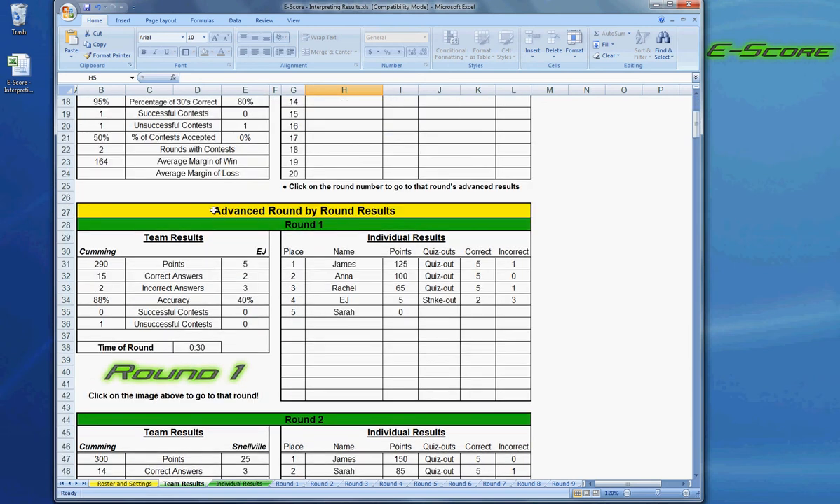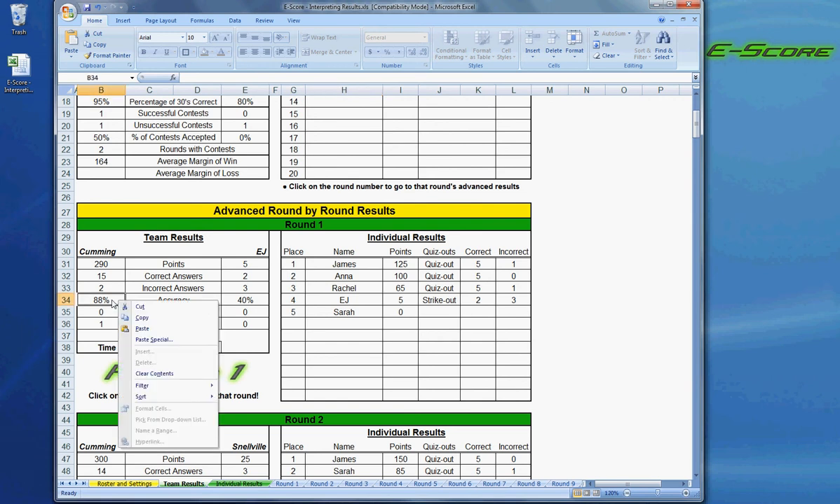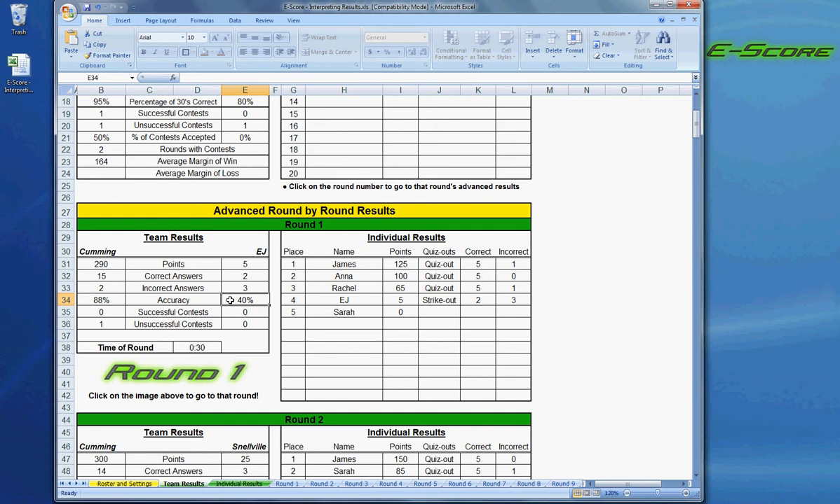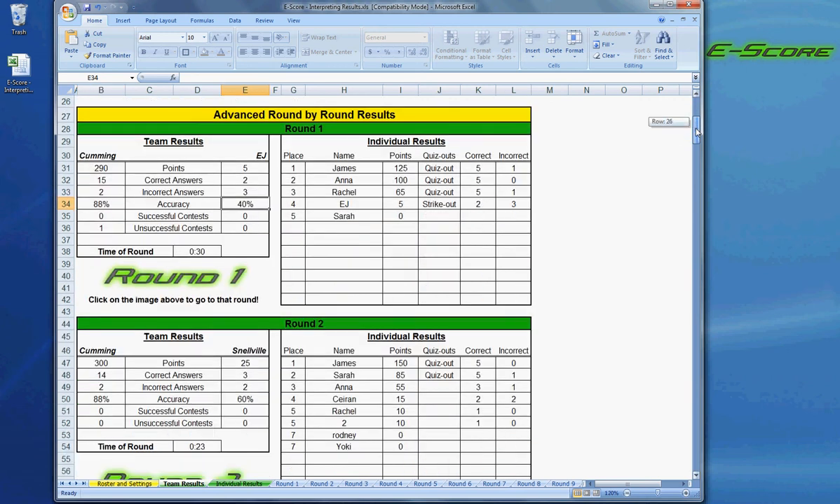Okay, advanced round by round results. This is kind of like a quick snapshot of the round without having to go to each round page. So let's see, we have our team versus EJ, 290 points to 5, we just went over that. You can see the correct answers far outweigh the incorrect, and this is my favorite part of the advanced round by round results because it shows the accuracy. And what you will find is that the winning team always has a higher accuracy than the losing team. The only exception, we'll get to that in a few rounds, and that'll become pretty obvious, but it's very safe to say that the winning team will always have a higher accuracy than the losing team.